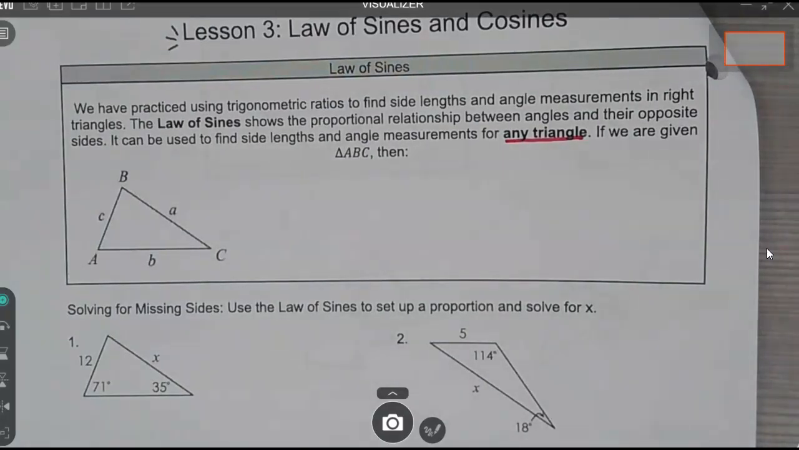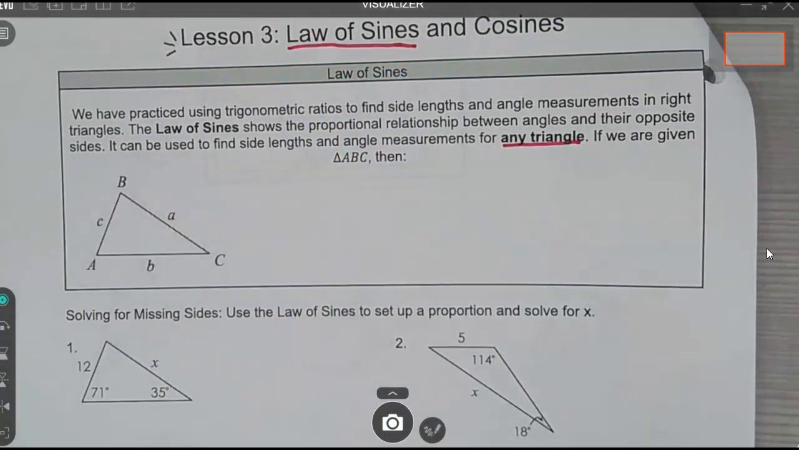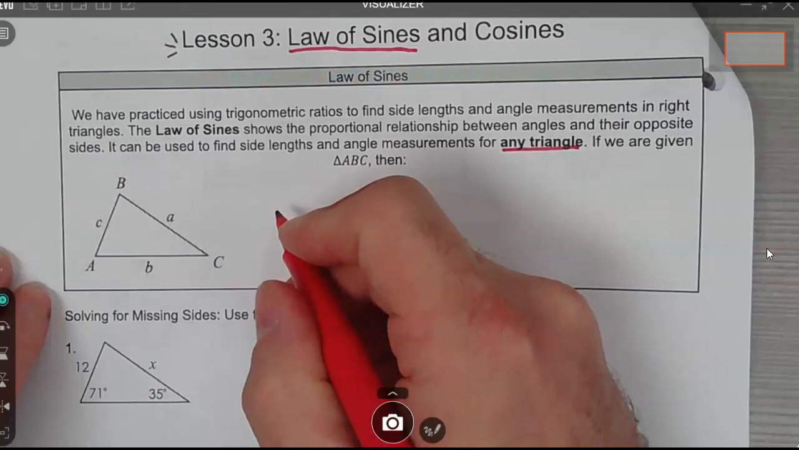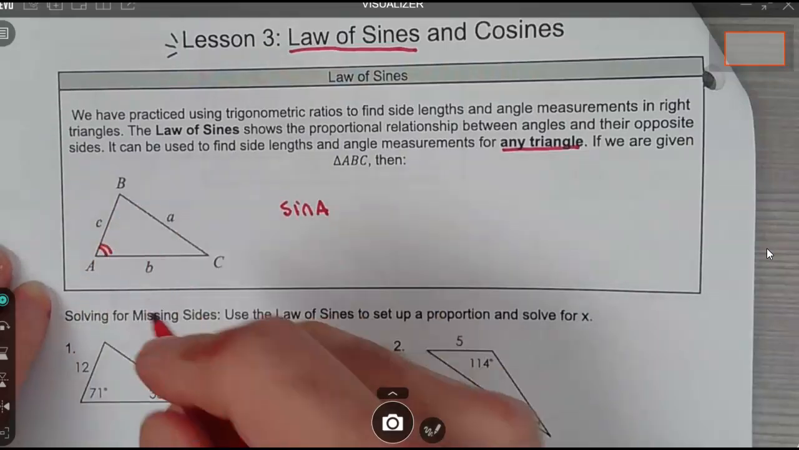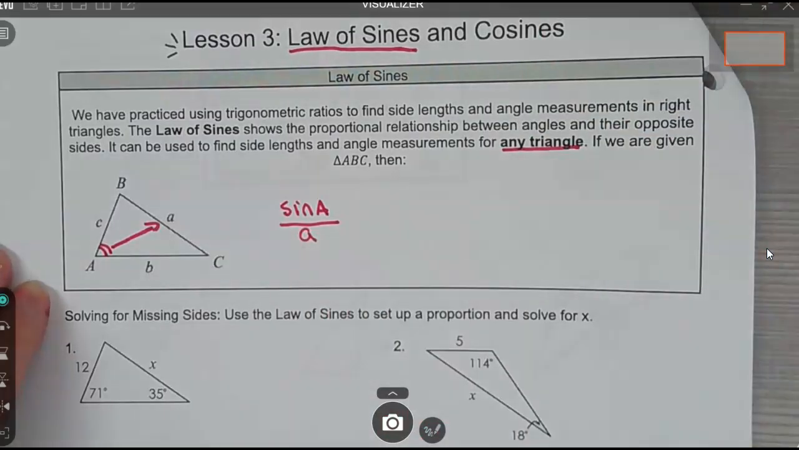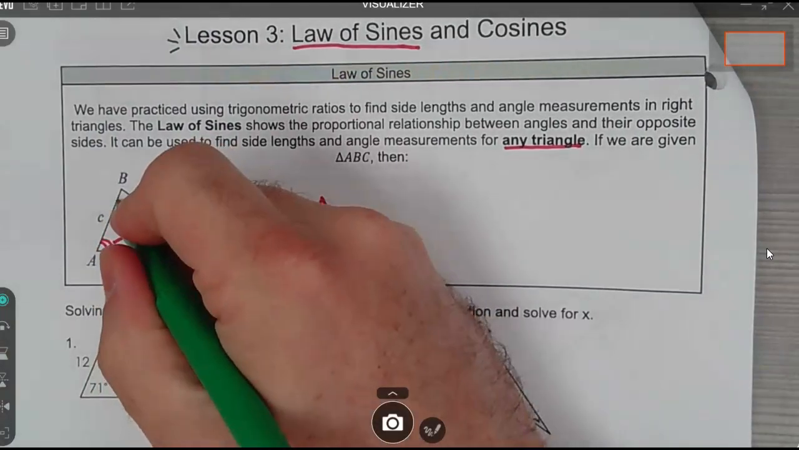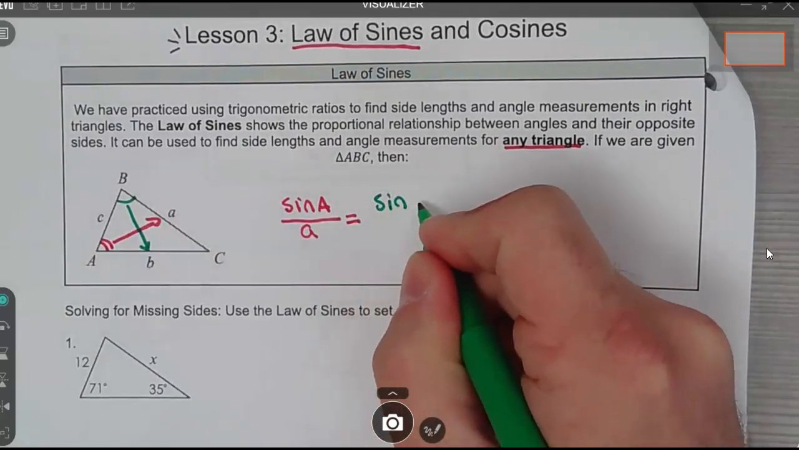And so today what we're going to focus on is something called the law of sines, okay? The law of sines works in a way in which if I have an angle and a side that are opposite each other, I can find missing sides and missing angles. So the way the law of sines goes is that if I look at the sine of an angle, for example angle A, and I go to the side that's across from it, which is side A, that ratio is going to be the same as if I were to look at the sine of B over the side across from it, B.